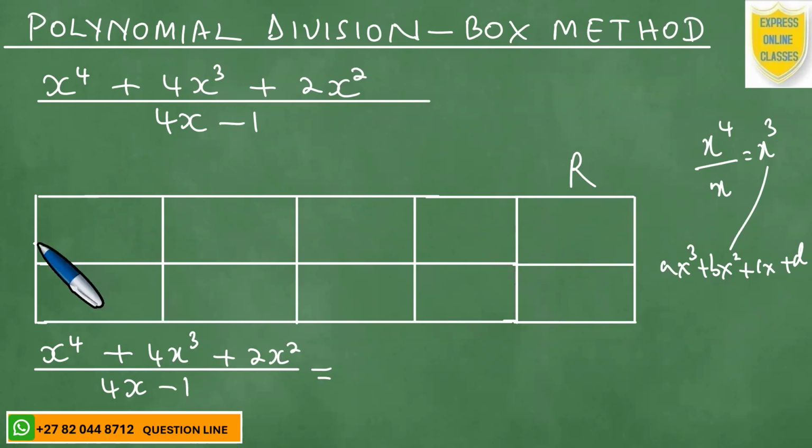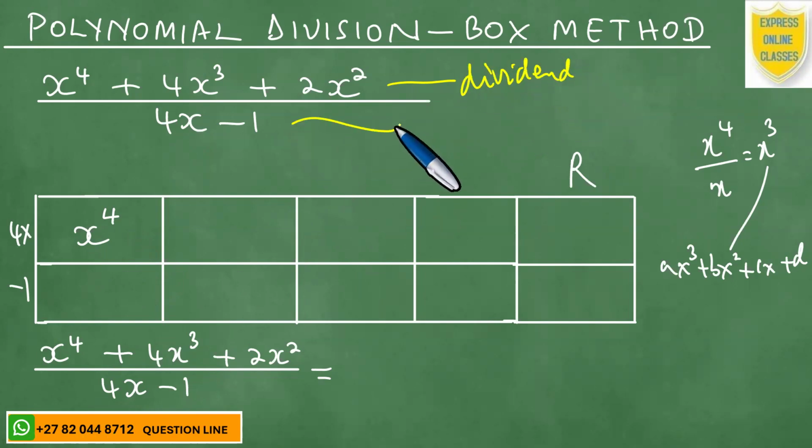Okay, but we take note that at the same time, we have the 4x minus 1. So we put here exactly x to the fourth power. We take note that in our polynomial division, the top is called the dividend. The bottom is called the divisor. This way, we have x to the fourth power divided by 4x, which is x to the third power divided by 4.